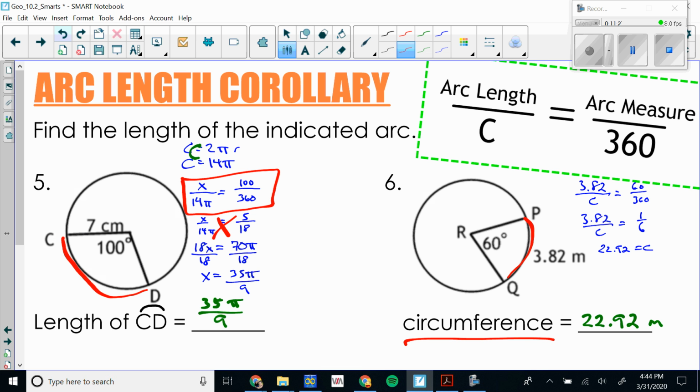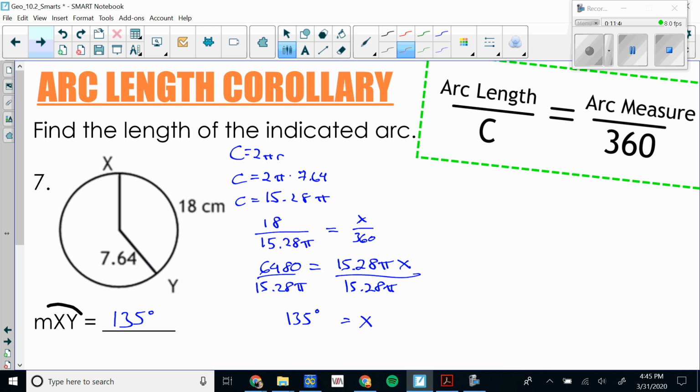Cross multiply. And when you do that, 3.82 times 6 is 22.92. And c times 1 is just c, which is what we want. We want just a circumference, c. So 22.92, don't forget your label, meters, is the answer to that problem.